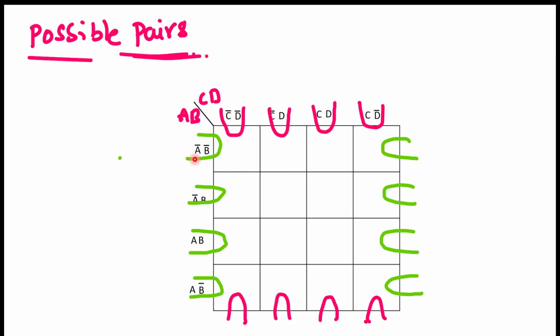And if you look at here, this is C bar, D bar. That means you are having A bar, C bar into C bar, D bar plus C, D bar. That means your C is getting complemented. You are going to get A bar, B bar, D bar.